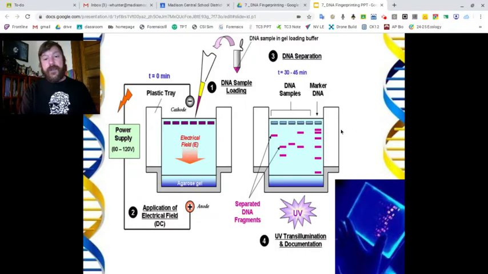And you can see here this lane called marker DNA. These are sizes that are known. So this could be like 100, 200, 300, 400, 500, 600 base pairs. Using this, we can then say, this is 300 base pairs in size. And if you were looking at the crime scene, you'd be looking for matches in between the different lanes of the gel.